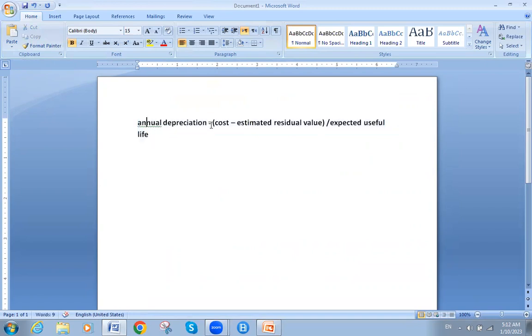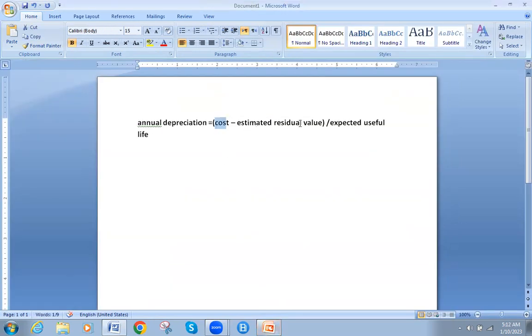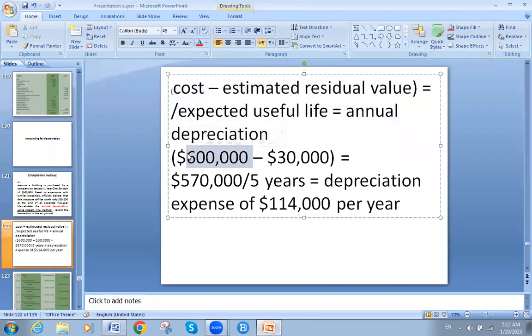So the annual depreciation will equal the cost. In this example, the cost was 600,000 minus 30,000, which is the residual value at the end, divided by the expected useful life, which is 5 years. Like we see here exactly in front of us. So 600,000 minus 30,000 divided by 5 years will give me the depreciation expense.